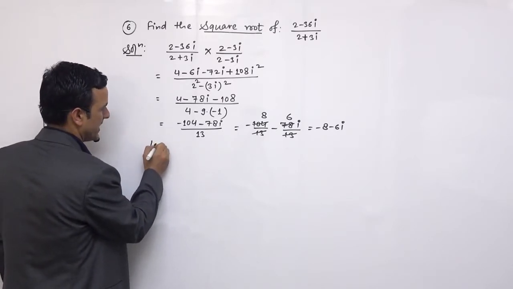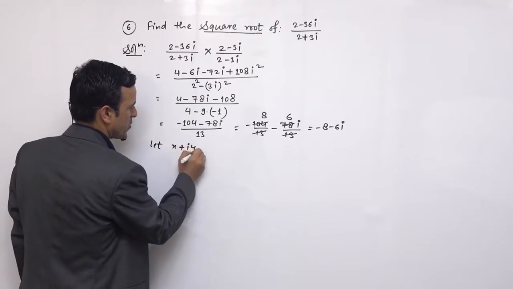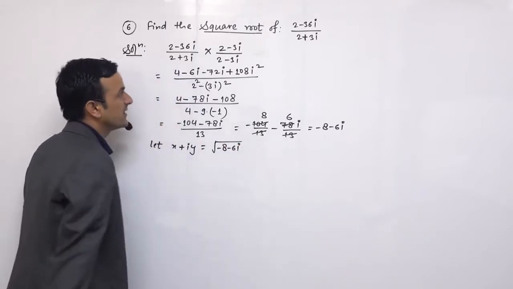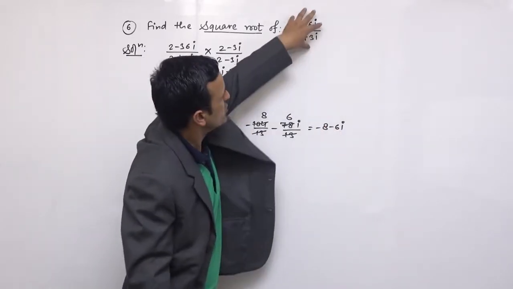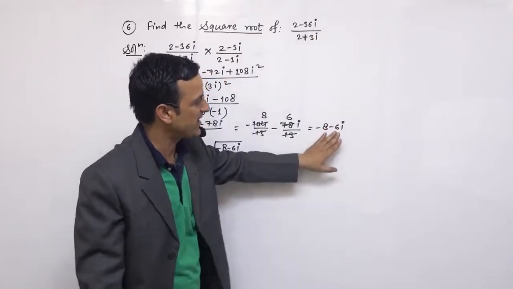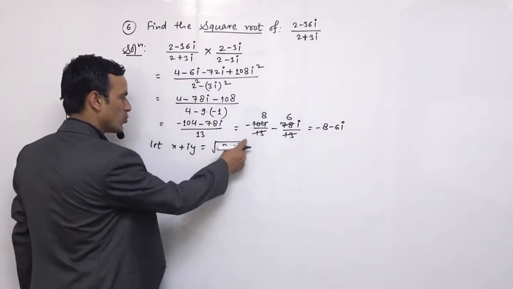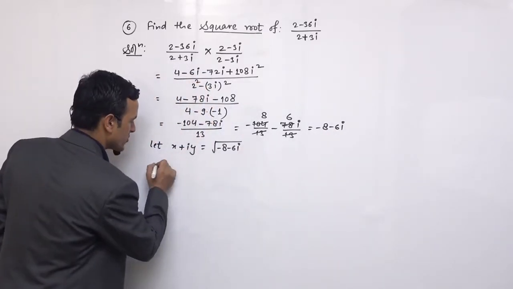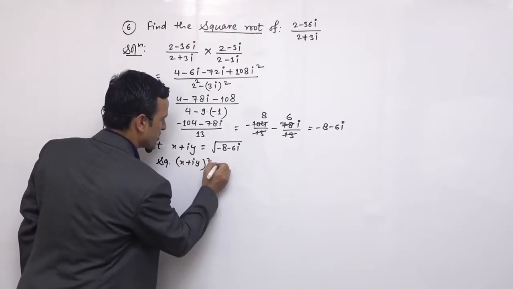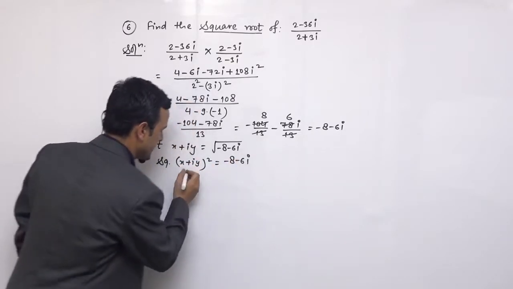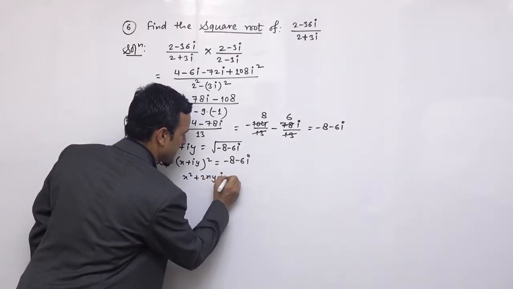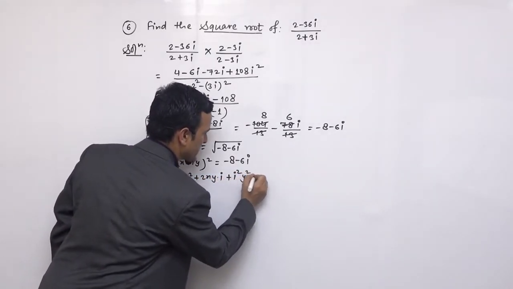Now let x plus iy is equal to root under minus 8 minus 6i. Now we take its square root. Taking the square root of this and simplifying it, we have written it like this. So squaring both sides, (x plus iy) whole square is equal to minus 8 minus 6i. So x square plus 2xy into i plus i square y square is equal to minus 8 minus 6i.